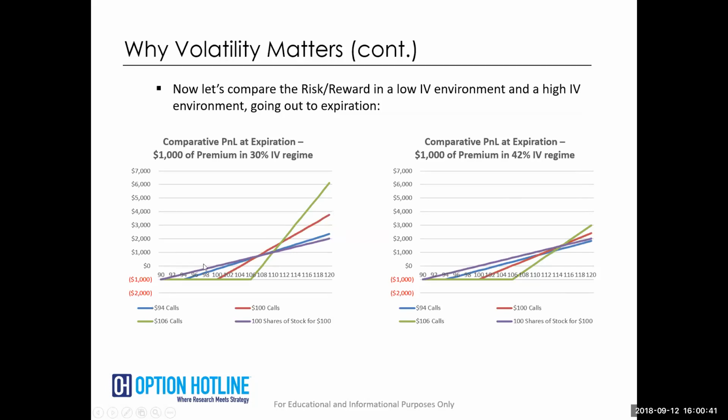The 94 calls look a heck of a lot like stock. Okay, that's fine. It's just like stock. I can handle that. I'm not getting any leverage, but at least I had some defined risk.